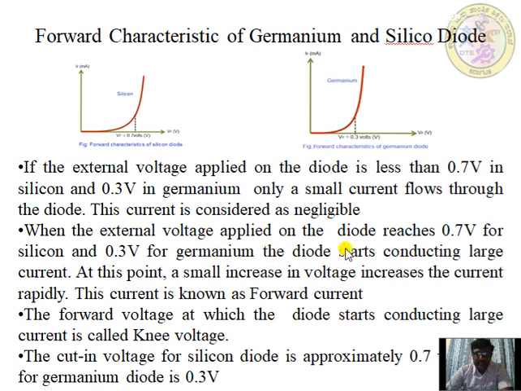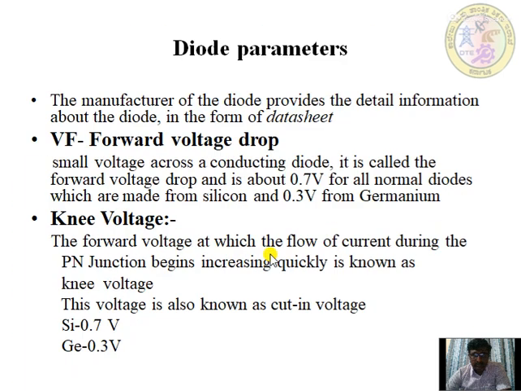When the external voltage applied to the diode reaches 0.7 volts for silicon and 0.3 volts for germanium, the diode starts conducting large current. At this point, when there is a sudden increase in the current, the diode starts conducting, and for germanium it is 0.3. This current is known as the forward current. The forward voltage at which the diode starts conducting large current is called the knee voltage, and the cut-in voltage for a silicon diode is approximately 0.7. For a germanium diode it is 0.3 volts.